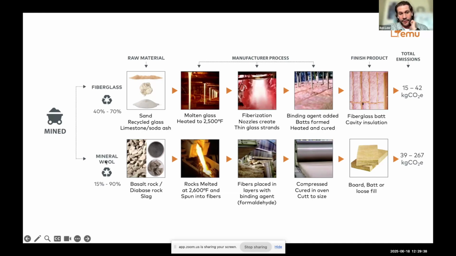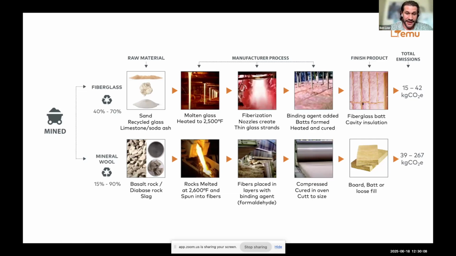Then we look at something like mineral wool, which also has some recycled content. It's made out of rock and recycled slag from steel manufacturing. The rock essentially gets melted down, similar to the fiberglass. It gets melted down, and there's another fiberization process where the heated rock, which is essentially lava, gets strung into these strands, and you create this mineral wool bat.